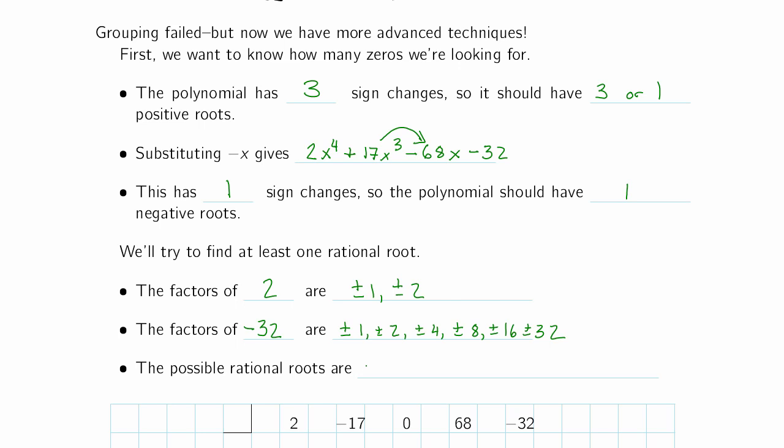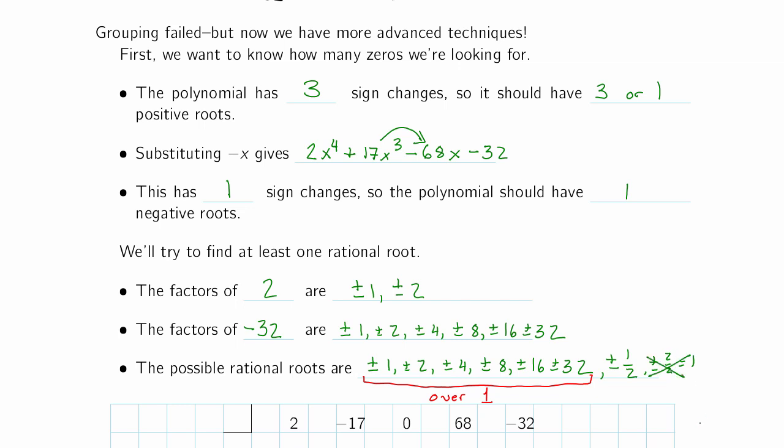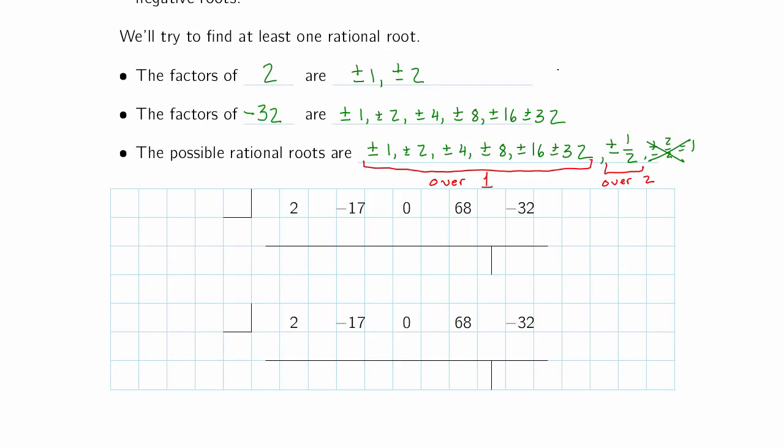So what are the possible rational roots? Well, we have each of these numbers over 1, and then we have plus or minus a half. But any of the rest of these over 2 are things that we already have. So this is the only fraction we've actually got. Everything else over 2 turns out to be an integer. We're not going to have to deal with a lot of fractions in this problem, which is nice. Let's start by trying some positive integers.